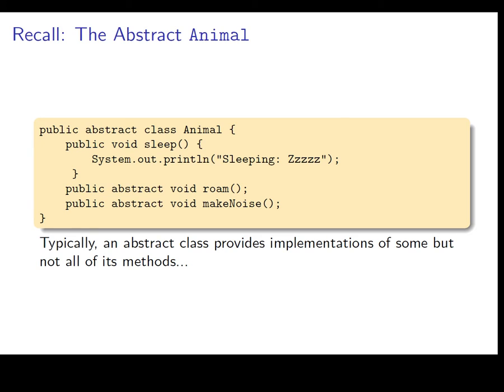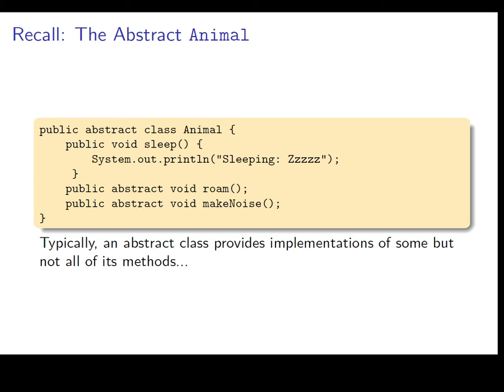So recall the abstract class example Animal that we had in the inheritance lecture. Our abstract class Animal provided an implementation of the sleep method, but it didn't provide any implementations of its other two declared public methods, roam and makeNoise. And that's typical for an abstract class. It provides implementations of some of its methods, but not all of them. And if it's not going to provide an implementation of a method, then it declares that method to be abstract, just like you see here.